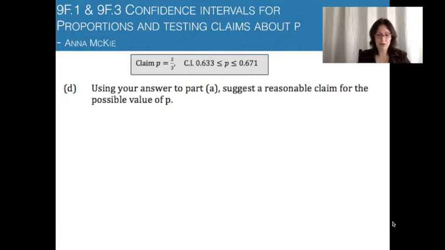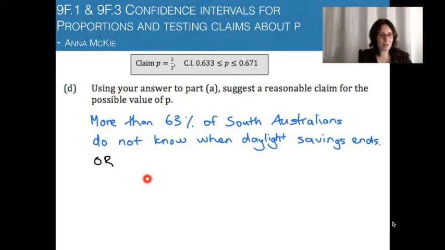Part D. Using your answer to Part A, suggest a reasonable claim for the possible value of P. Part A was calculating this interval here. I'll write two possible claims. One claim here: more than 63% of South Australians do not know when daylight savings ends. Now, you might argue that 63% is actually not within this interval, and you'd be right. So if you feel more comfortable writing 64%, you go for it. Or you could just matter-of-factly say 63.3 to feel comfortable.